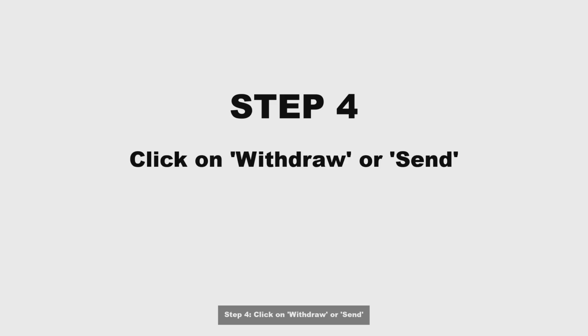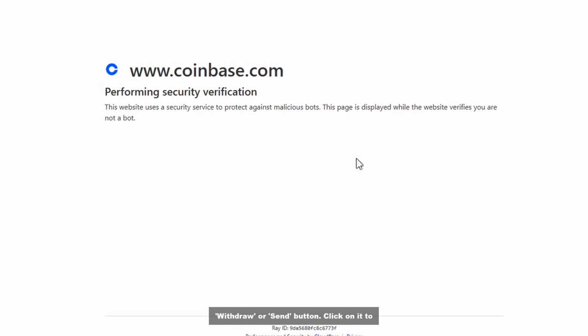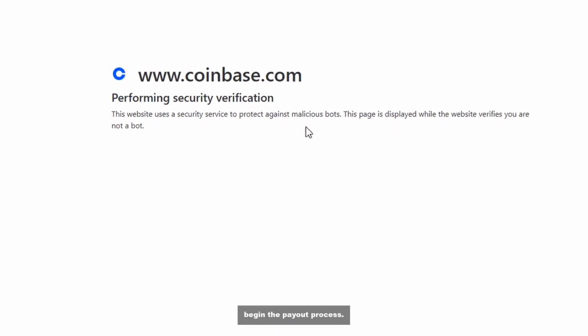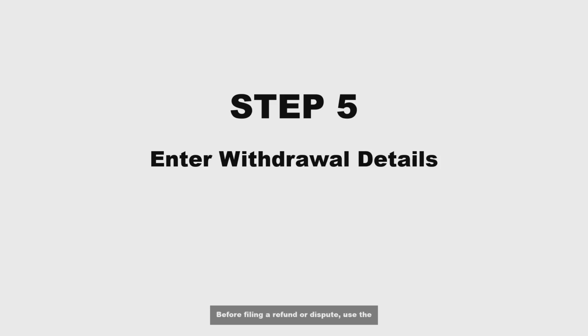Step 4. Click on Withdraw or Send. On the Asset Details page, look for the Withdraw or Send button. Click on it to begin the payout process. Step 5. Enter withdrawal details.